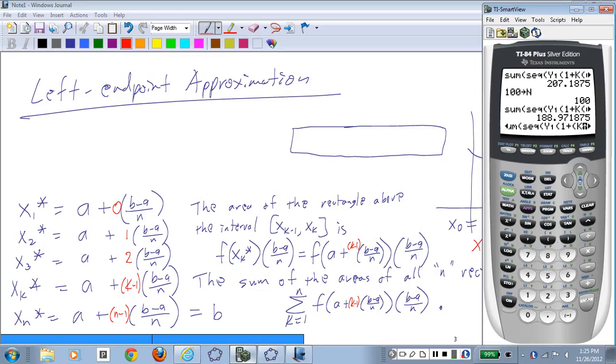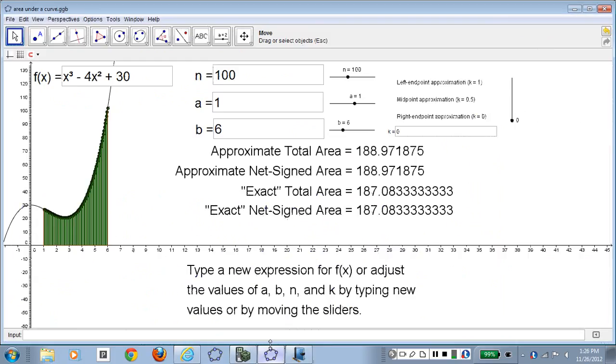No, I don't want a second. I just want to press enter and see what happens. Enter. Now this is doing for n equals 100 because the calculator still thinks n equals 100. This underestimates it slightly. Let's see if GeoGebra agrees with this.